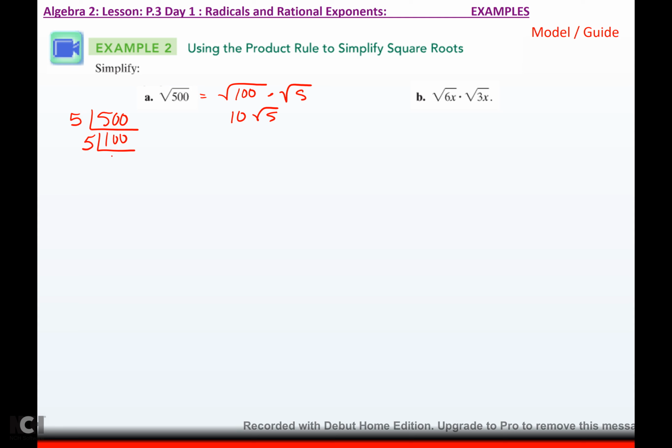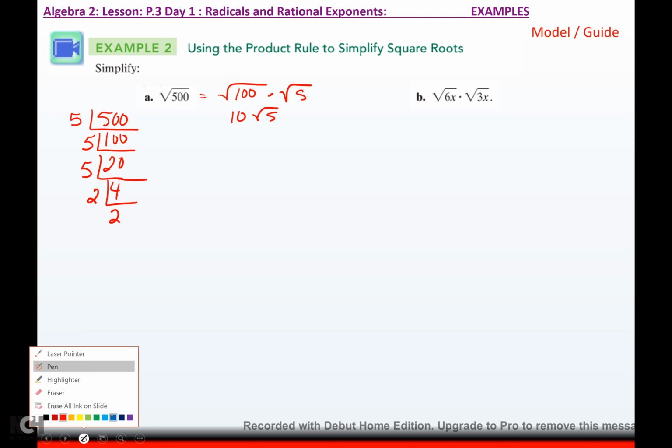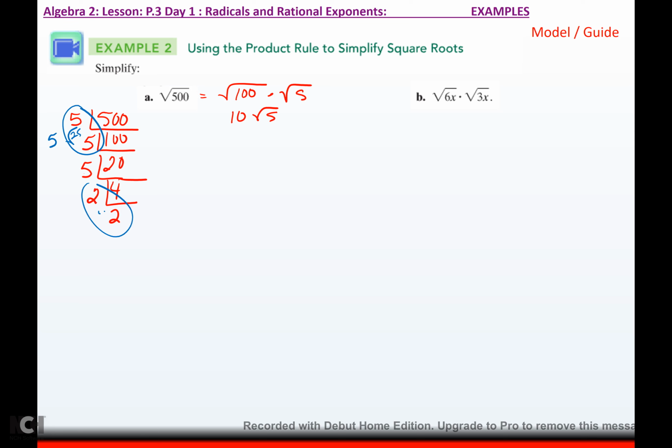100 divided by 5 is 20. By 5 is 4. 5 isn't going to work anymore, but that's an even number, so I know 2 works, and that goes in there twice. So, bundle, that's 25. The square root of 25 is 5. That's 4. The square root of 4 is 2. And he doesn't have a pair, so he has to stay in. So there's my 10. And there's my square root of 5.